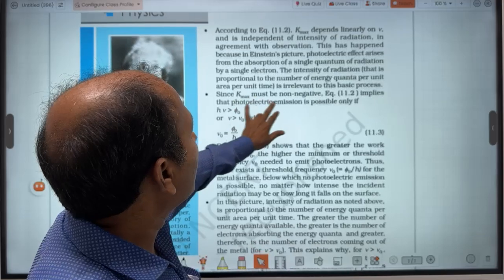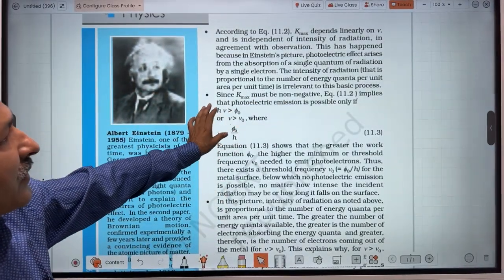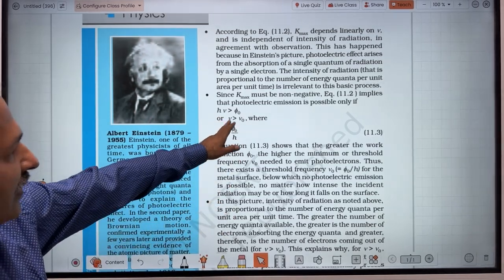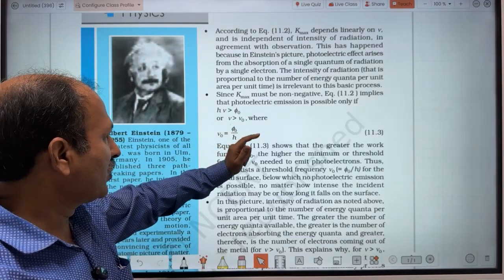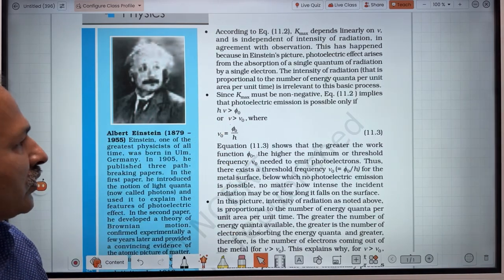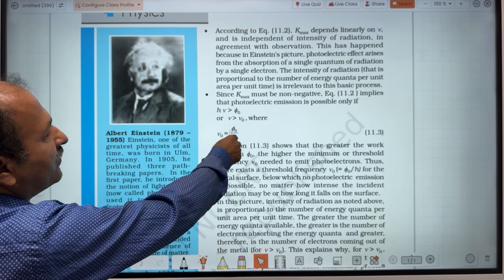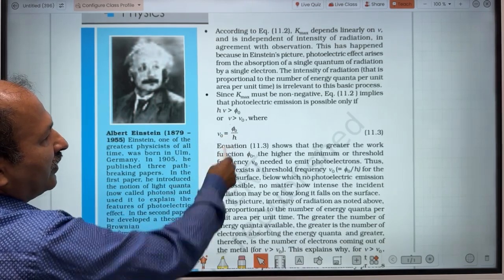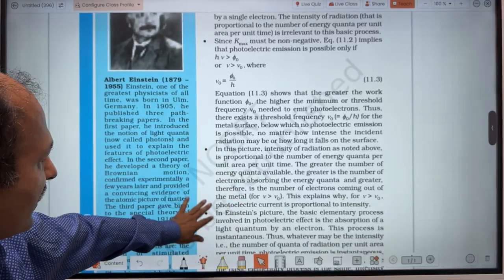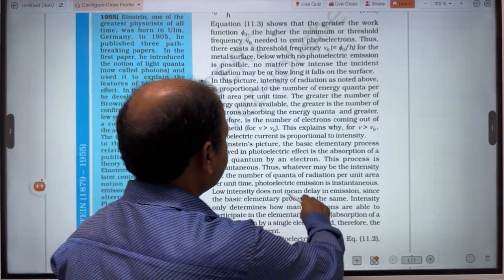So K max must be non-negative, of course. If it is non-negative, it means the energy of incident radiation must be greater than the work function. The frequency of incident radiation, nu, must be larger than the threshold frequency nu 0, otherwise photoelectric emission will not occur, and hence we can say nu 0 is equal to phi 0 divided by h. These are the basic things that you have studied. I'm not going into detail here. You can read it, and let's see further.